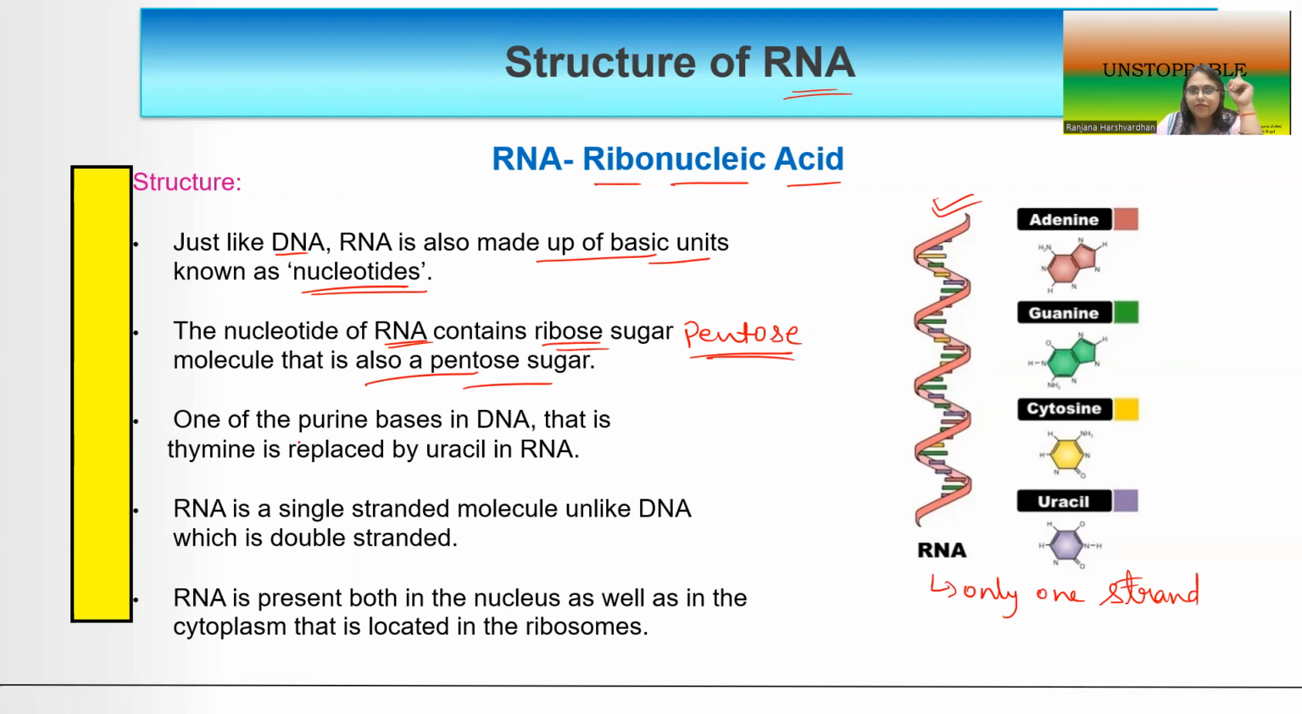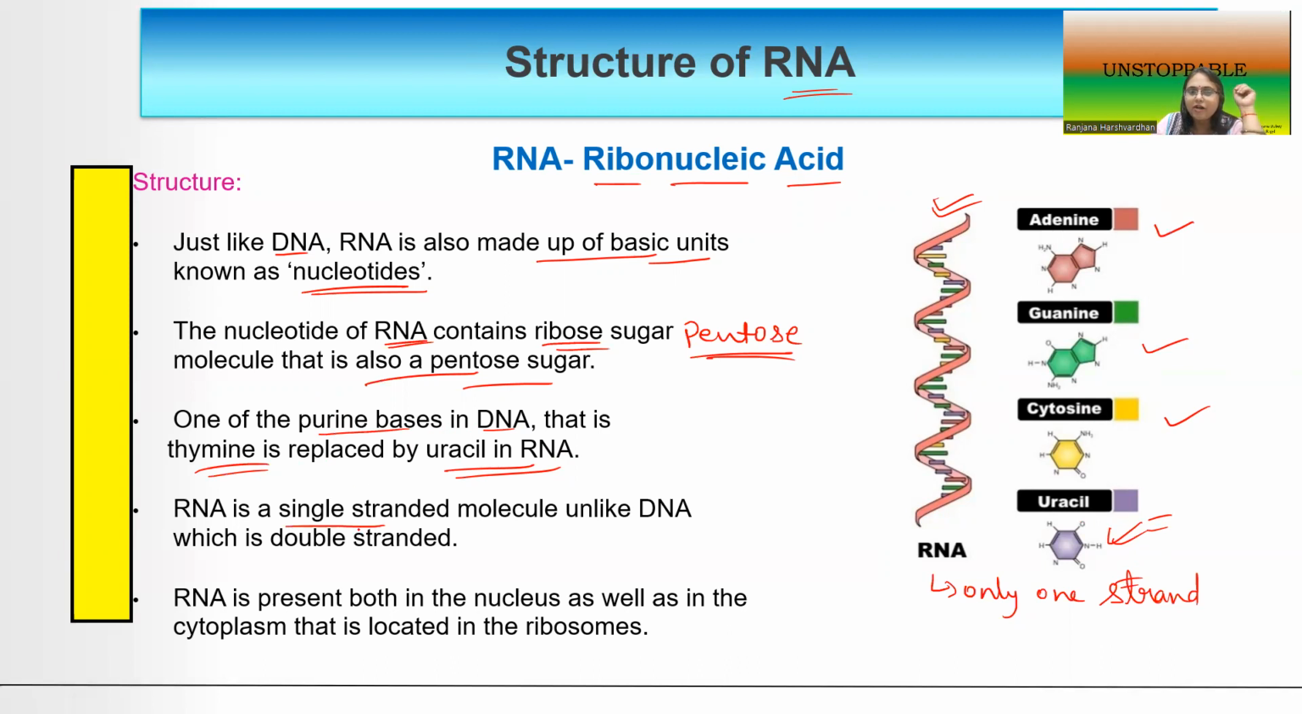And what are the bases? The bases present, you can see that adenine, guanine, cytosine are the same, but thymine is not present. Instead of thymine, what do you see? You see another base which is called uracil. So one of the bases in the DNA, that is thymine, is replaced by uracil in the RNA. Instead of thymine, you will have uracil as the nitrogenous base present.